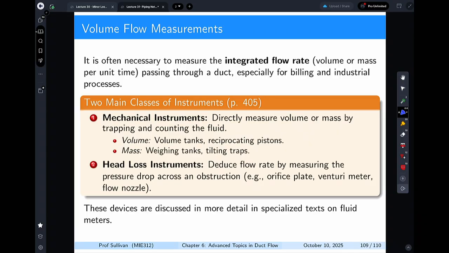You can also, and you did this on the midterm, use various types of mechanisms to calculate pressure drops, and an orifice plate is a good example of that. Venturi meters, flow nozzles, and you can find all sorts of details about them in other sources.